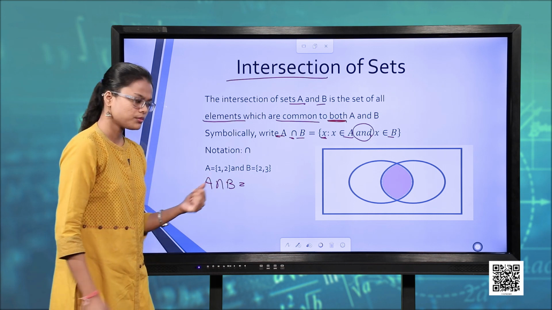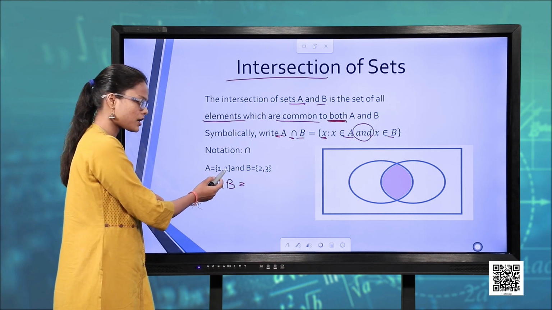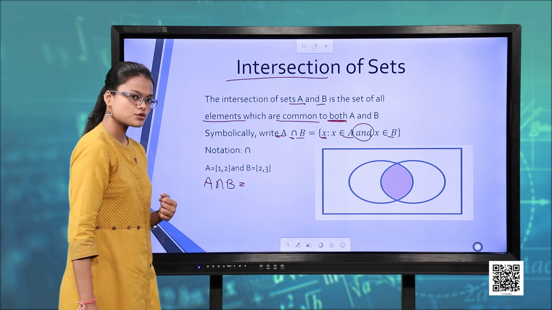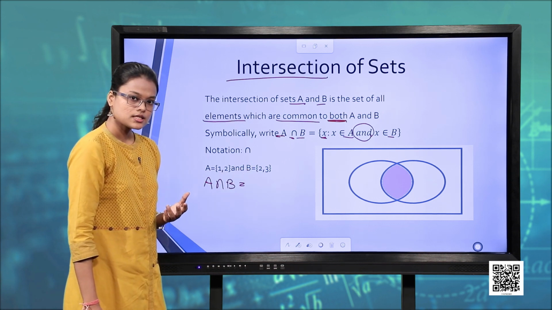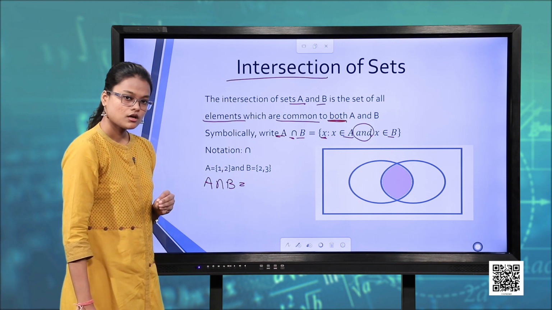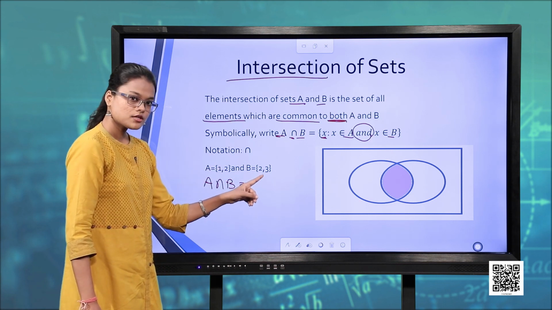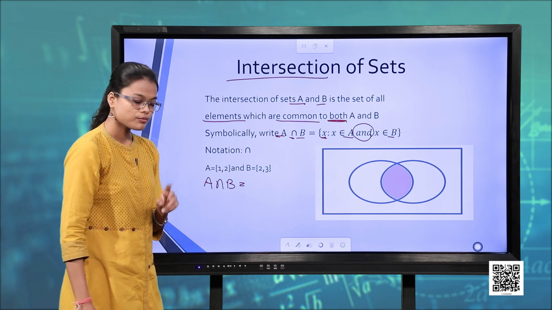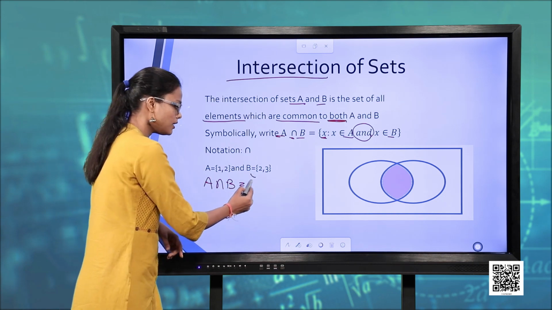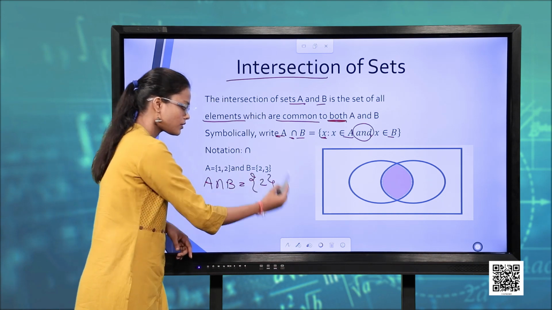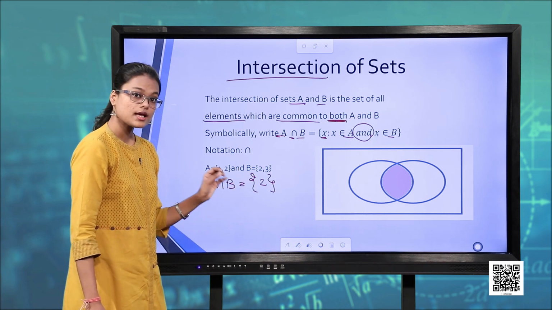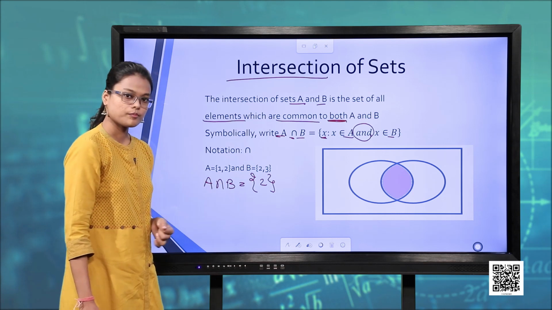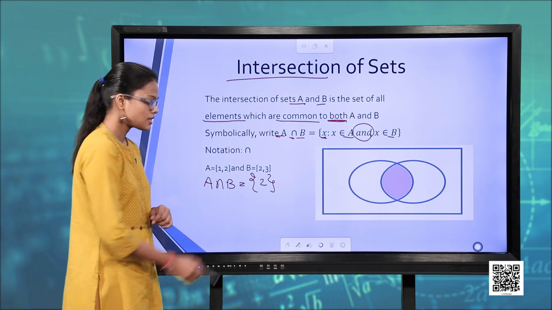Again, let us find what A intersection B is if two sets are given to us. It is an old example. A consists of two elements, 1 and 2. B also consists of two elements, 2 and 3. What we have to see in this are the common elements. Only one element is common in both, which is 2. So A intersection B is a singleton set where 2 is the element of A intersection B.